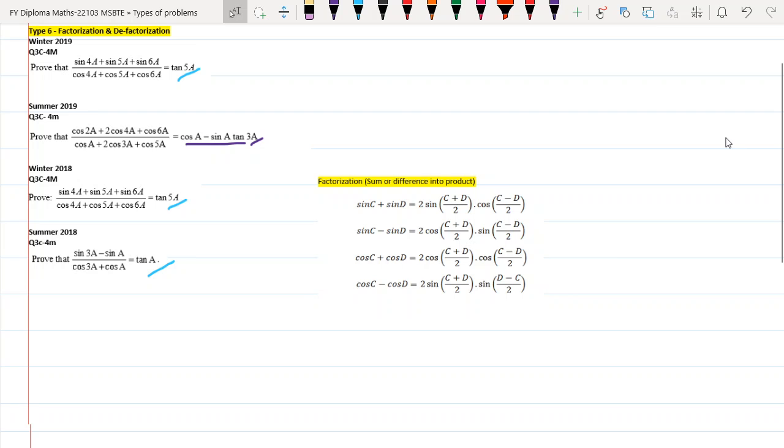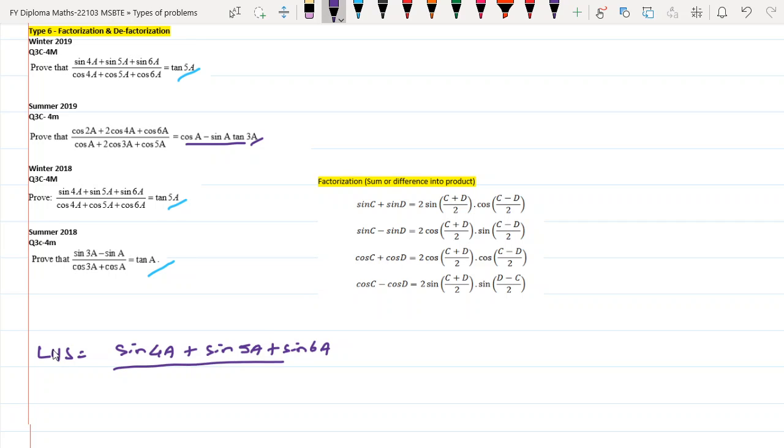Okay, so the left hand side is sine of 4a plus 5a plus 6a. Let me write it down here. The left hand side is equal to sine of 4a plus sine of 5a plus sine of 6a, the whole divided by, and if you see, it has got all the cos functions with the same angles.